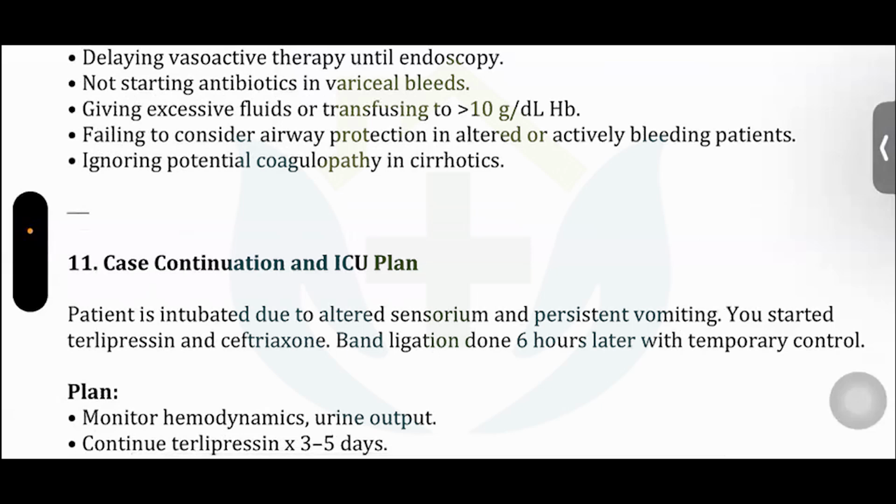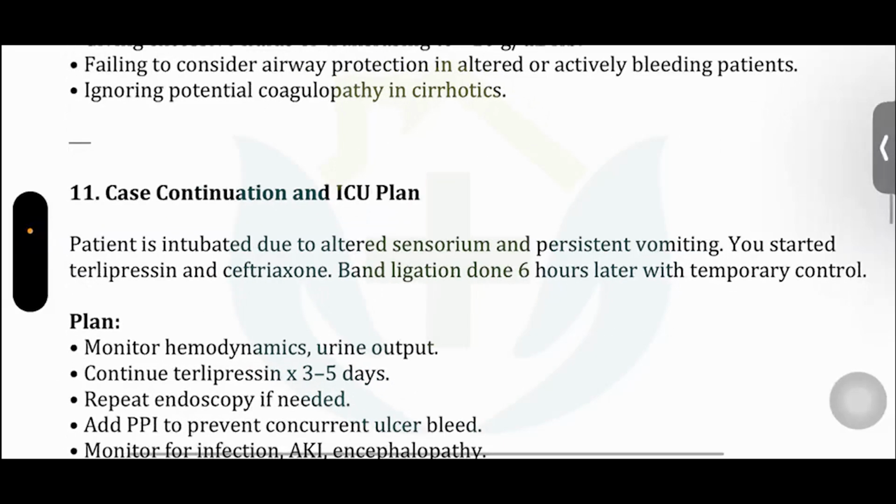So this patient who came to us with variceal bleed and hemoglobin of 7.2 and BP of 82 by 48. Now this patient got intubated due to altered mental status and persistent vomiting. Now you started terlipressin and ceftriaxone. Band ligation is done 6 hours later with temporary control. Now, what is the plan?